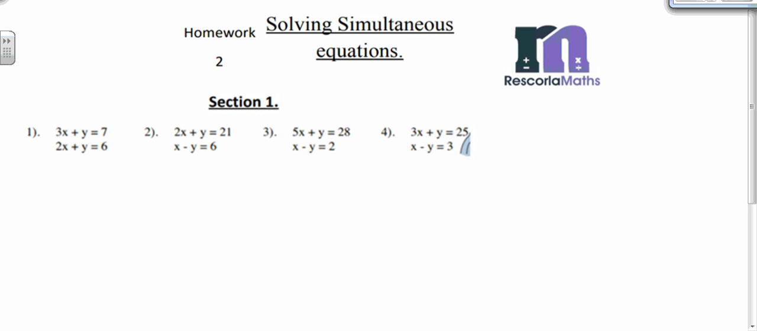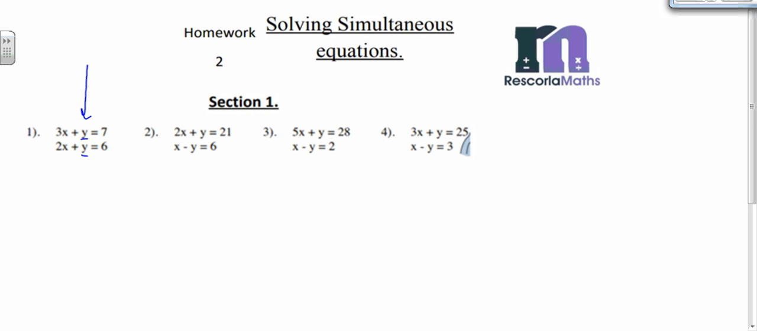Okay, so the homework is on simultaneous equations, obviously, as that's what the lesson was on. The thing that we've got to make sure we have is either the x's or the y's the same. Now, 9 times out of 10, I always go for the y's. And if you have a look here, we've got a single y here and a single y here.